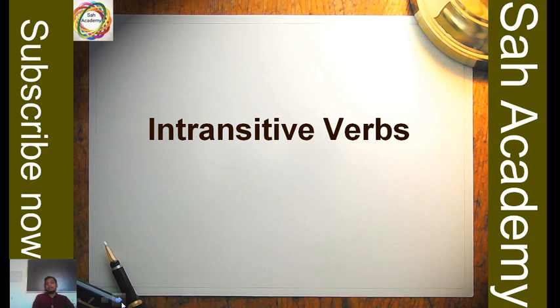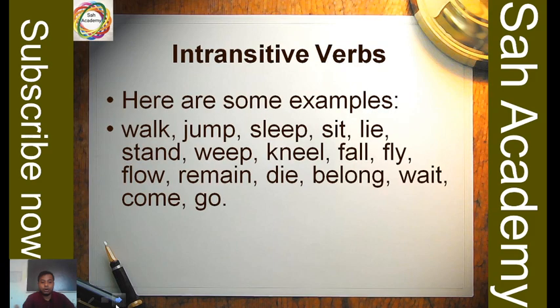Now comes the examples. Walk, jump, slip, sit, lie, stand, wake, nail, fall, fly, flow, remain, die, belong, wait, come, go. These all are intransitive verbs. You can find many others also. Now look at the examples in sentences. We walk to the railway station. The children jump with joy. Babies sleep for many hours. My brother stood there. Jesus wept.